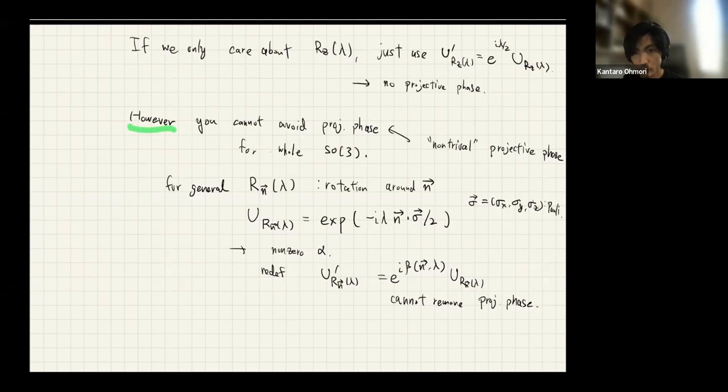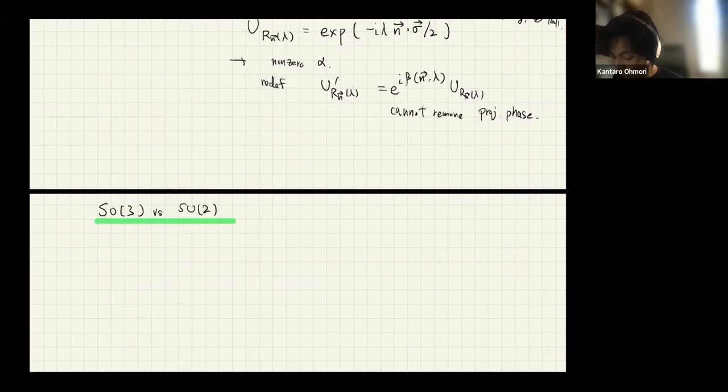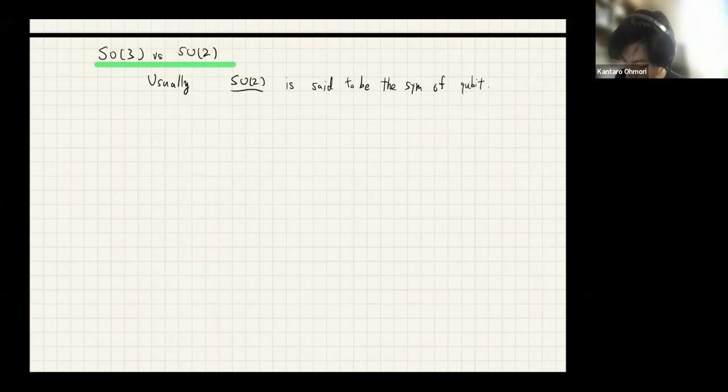Okay, so then I finished day one by commenting about potential confusion, for SO3 versus SU2. Usually it is said that the SU2 is what describes the symmetry of a qubit.